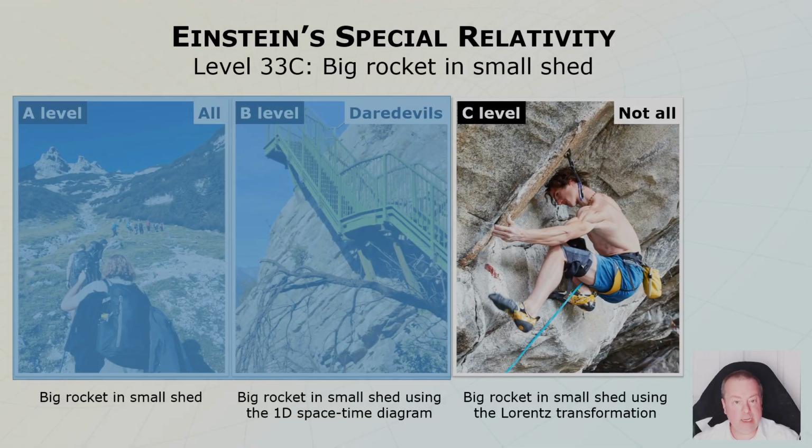Hi, my name is Tom and you are at level 33 in Mastering Einstein Special Relativity. This is the C level where we will do the actual calculations to see how we can fit a big rocket in a small shed and even take a picture of it. I'm assuming you've seen levels A and B, but I will do a short recap.